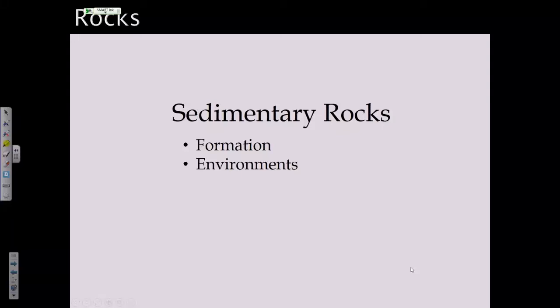Well, welcome to our discussion of sedimentary rocks. It's the second rock type we're going to cover in this class. And again, we're going to focus on roughly how they form and then the environments that we might find them in. Sedimentary rocks are different than igneous rocks or metamorphic rocks, and they really form at or near the Earth's surface, or within the first 10 kilometers of the Earth's surface.